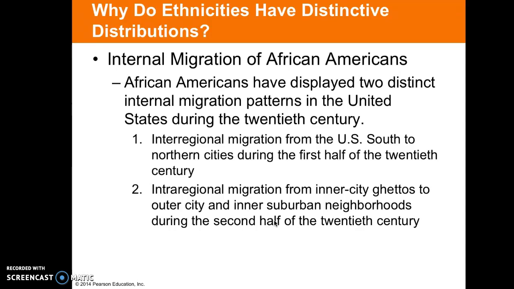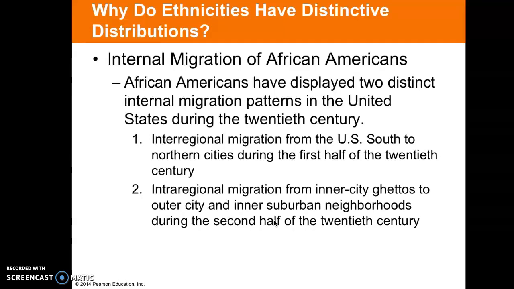So African Americans have displayed two distinct internal migration patterns in the United States. We have the interregional migration from the U.S. South to the northern cities, like I just talked about, during the first half of the 20th century. So that great migration, when they were leaving farms in the South and going up north to work in cities. And that's where you get African American populations in places like Gary, Indiana, Chicago, New York, Detroit, Michigan.